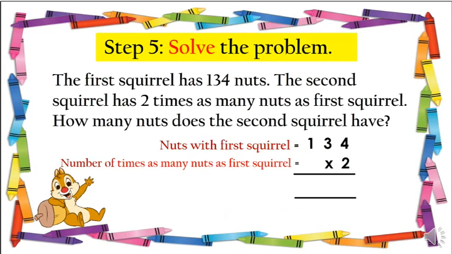At last, we need to solve the problem. We already know that we must multiply the two numbers, 134 and 2. So 134 multiplied by 2 is equal to 268. The second squirrel has 268 nuts. So students, how was it? Isn't it easy?